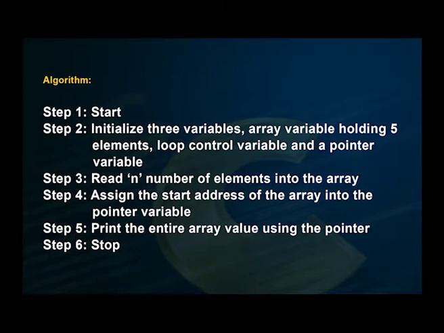Step 1, start. Step 2, initialize 3 variables: an array variable holding 5 elements, a loop control variable and a pointer variable. Step 3, read n, the number of elements into the array. Step 4, assign the start address of the array into the pointer variable. Step 5, print the entire array value using the pointer. Step 6, stop. Now, let us type this program.